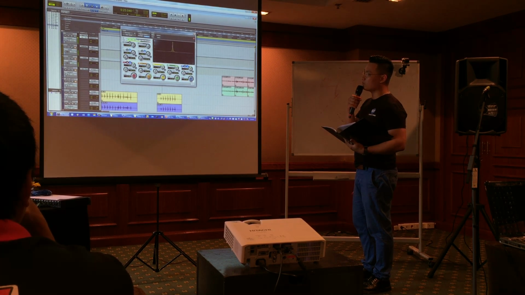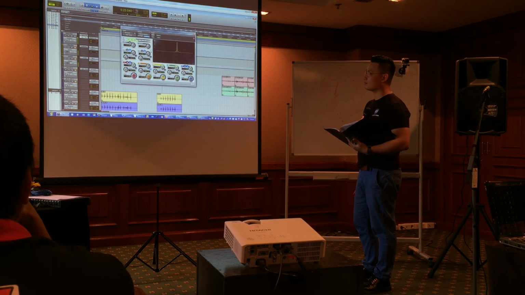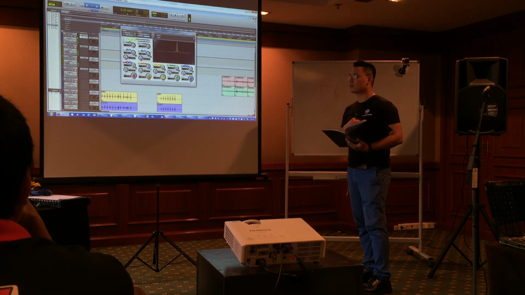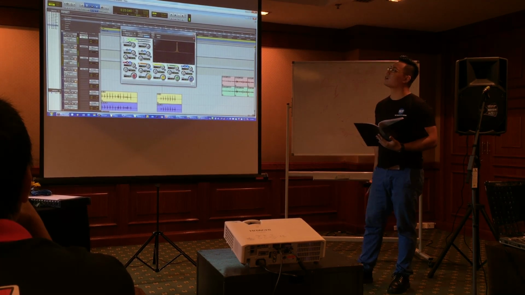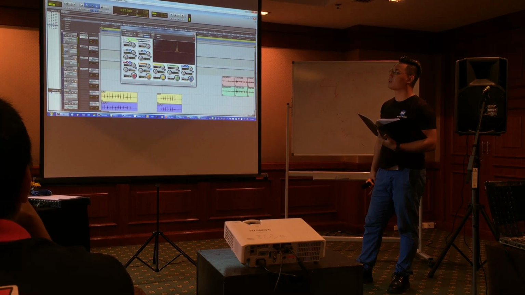So if I do something like this, I make a sweep over the frequencies, and I am raised by 18 dB. For example, in this case, I have a gain of 18 dB at 1 kHz.